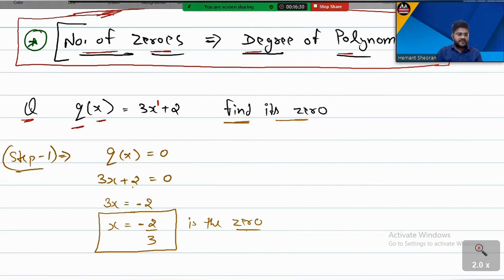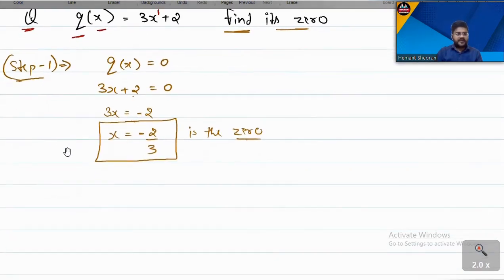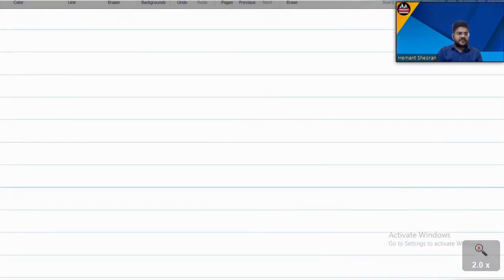If they give you a quadratic equation in place of this one, then what are you going to do in that case? Is it possible to find out in that case as well? Okay, we will go to the quadratic one later on. Let's first solve one more question.